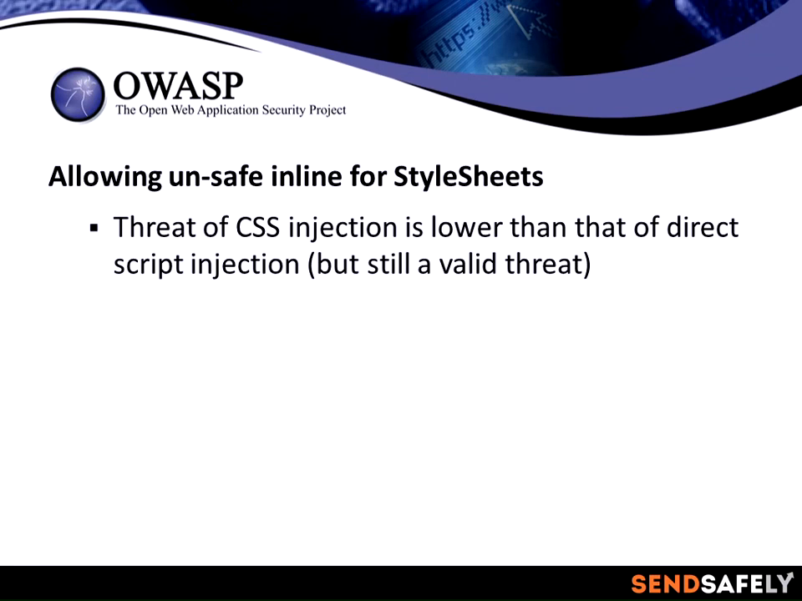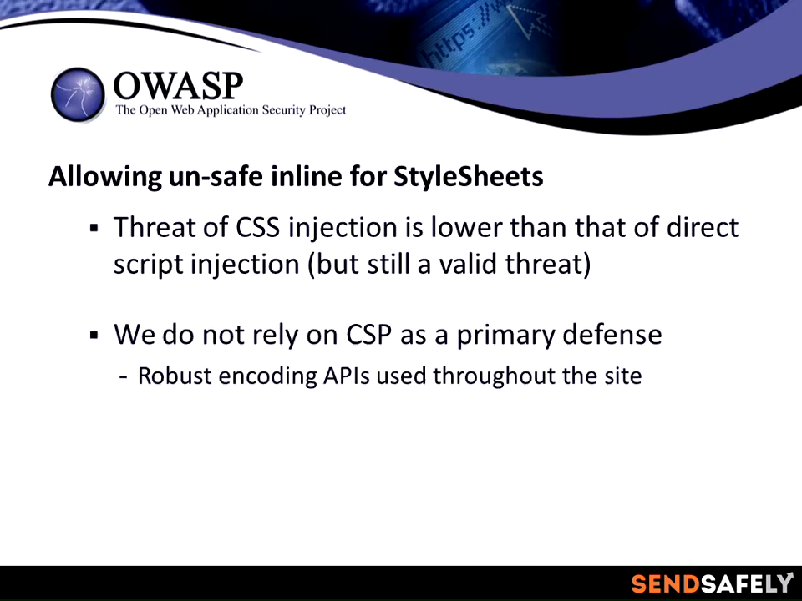There are some attacks, and we're not downplaying the CSS injection threat vector, but it's nowhere near equal, in our minds, to the threat of direct script injection through unsafe eval or unsafe inline with respect to JavaScript. The other important point, which maybe we didn't harp on with JavaScript, is that we are not relying on our CSP, as I mentioned before, as a primary defense mechanism for anything. We have a very robust encoding API, built on the OWASP ESAPI encoder, so it has context-specific encoding. To the best of our ability, we make sure that we encode and validate everything that's coming in and going out of the application.